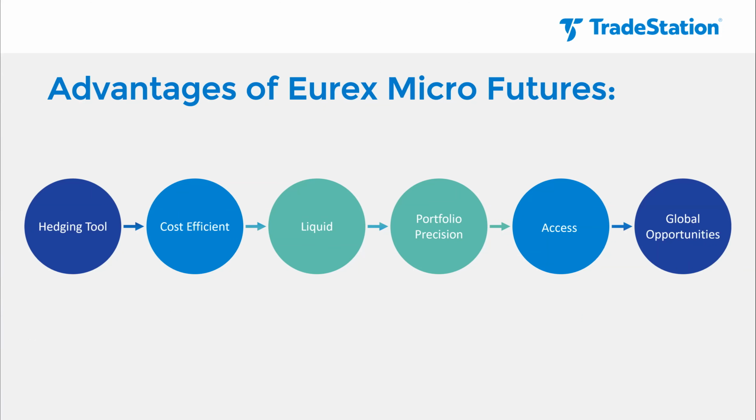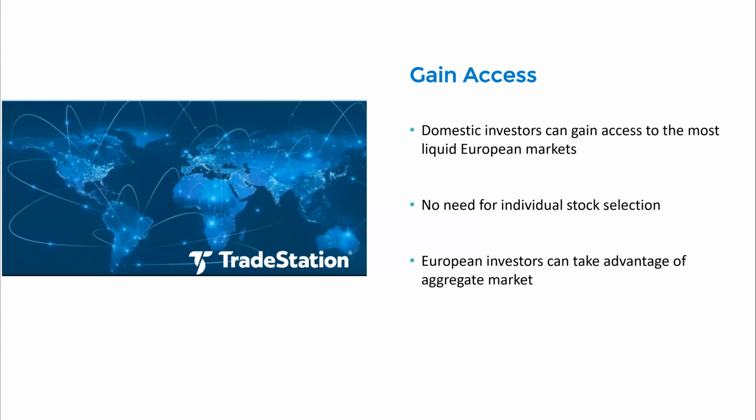So some of the main advantages, as Eugen mentioned, are that they are a hedging tool. They're very cost efficient. They're liquid. You can really build your portfolio in the way you desire with the size of the contract, and then there's the overall access for both US and European investors. So let's talk about gaining access.